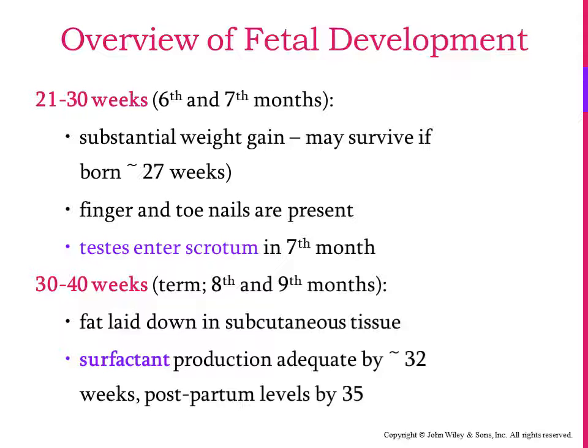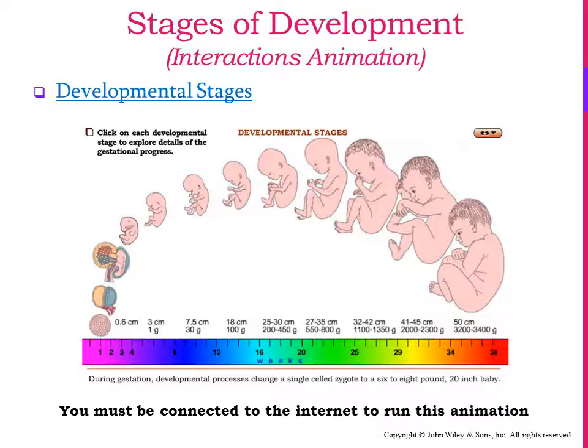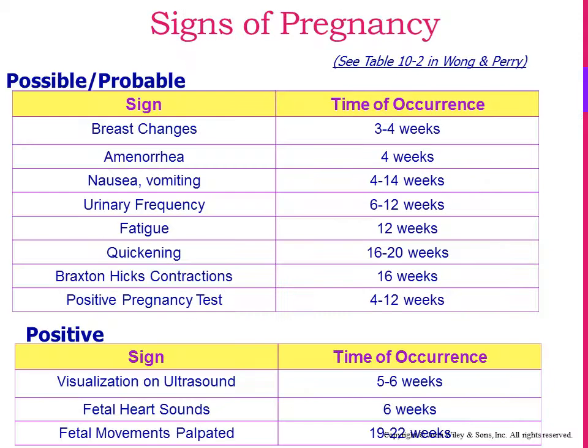Surfactant production is adequate by about 32 weeks gestation. So again, the infant has a very good chance of survival and even breathing on their own, especially if they're born after 35 weeks gestation. So here's an overview of the developmental stages, noting the weight and the length of the infant. Please feel free to open this interactions animations and track the development.